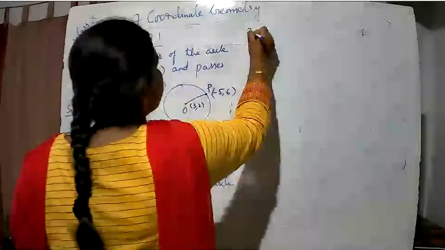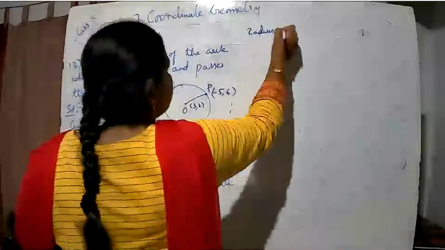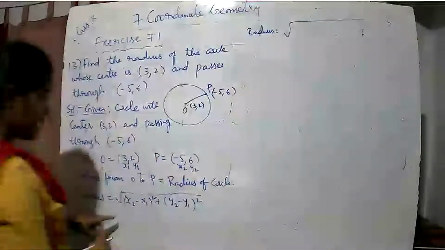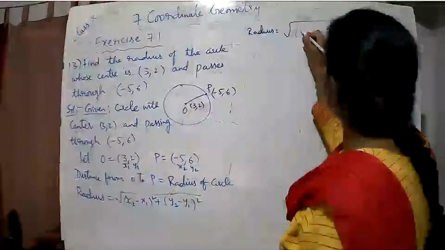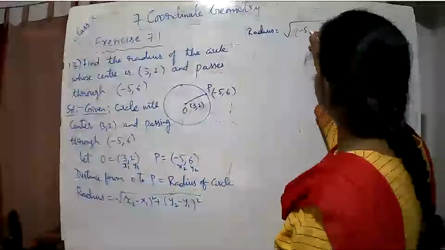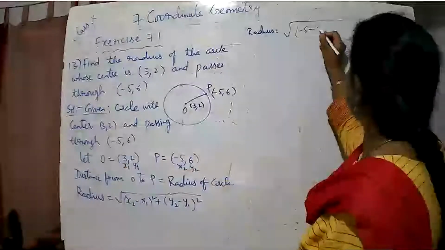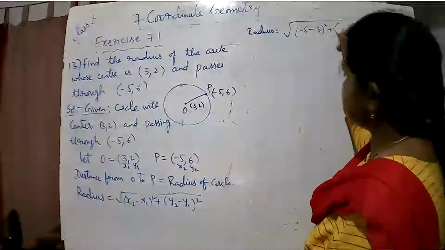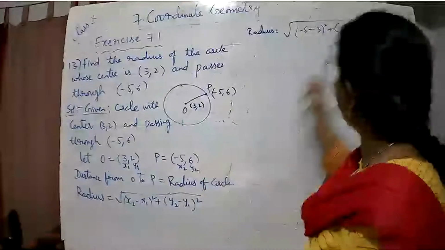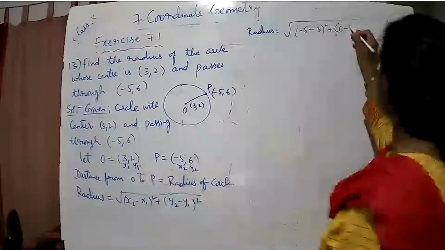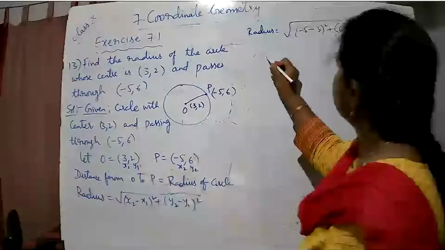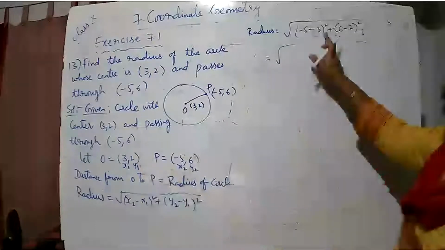So let us substitute. Radius is equal to square root of x2, which is -5, minus x1, which is 3, whole square, plus y2, which is 6, minus y1, which is 2, whole square. So that is square root of, here you have 2 minus.